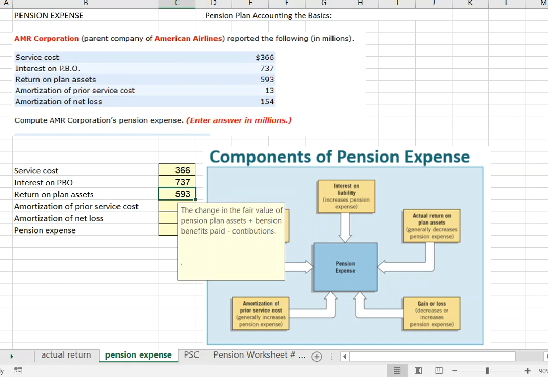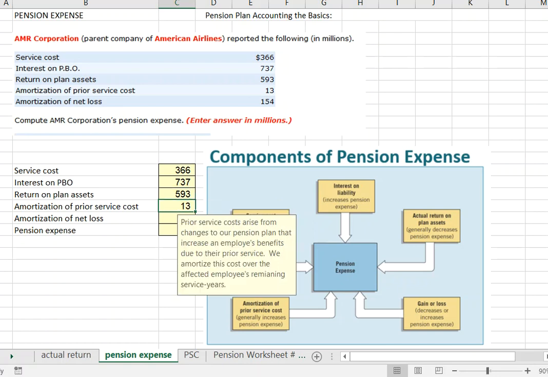The pension plan had a return on assets of $593 million. That's the change in the fair value of our pension assets plus any pension benefits paid minus any contributions. We have an amortization of prior service cost of $13 million. Prior service costs arise from changes to our pension plan that increase an employee's benefits due to prior years of service, and we amortize that cost over the affected employee's remaining service years.